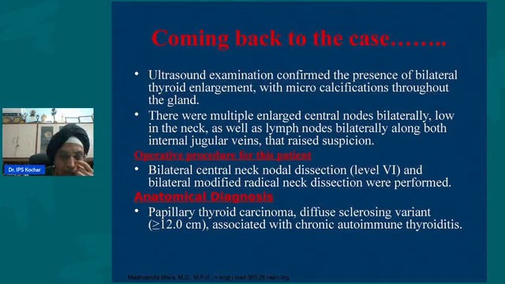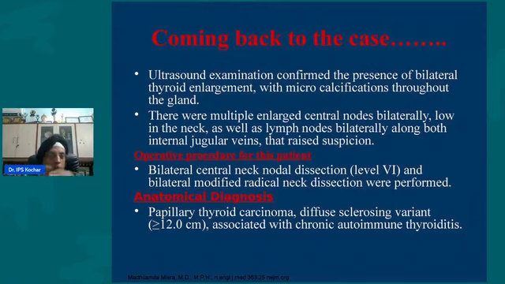And there were large, enlarged nodes, bilateral, low in the neck, as well as lymph nodes bilateral along both jugular veins. So this raised some suspicion after seeing the ultrasound, a lot of lymph nodes along the jugular vein and in the neck area. So then they thought that this patient needs an operation.